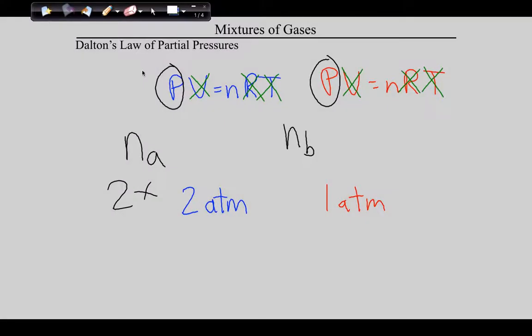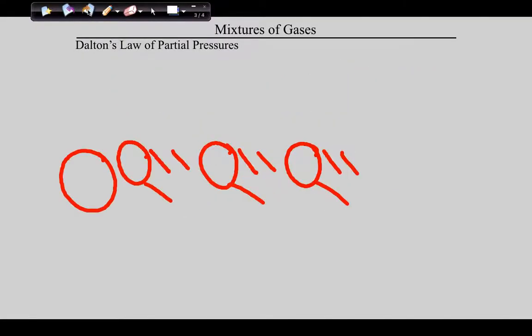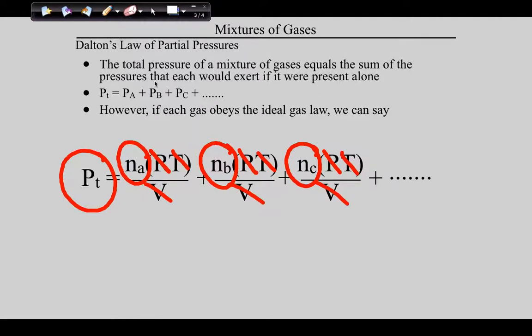And guys, that is exactly what this is telling you. That there is a relationship between the number of moles of a component and the pressure of that component. So if we know the number of moles in a mixture, we will also know the relative pressures of the gases in that mixture. Does that make sense?